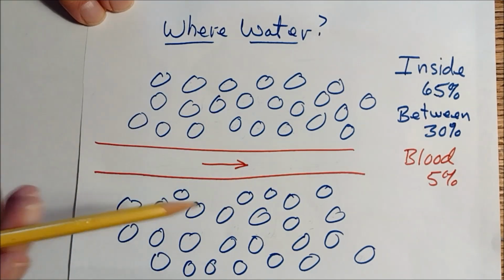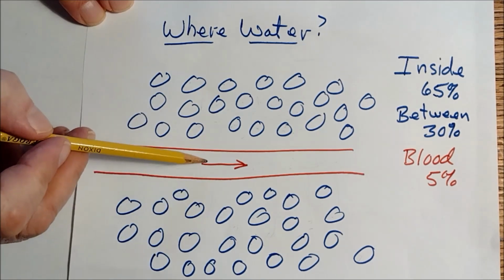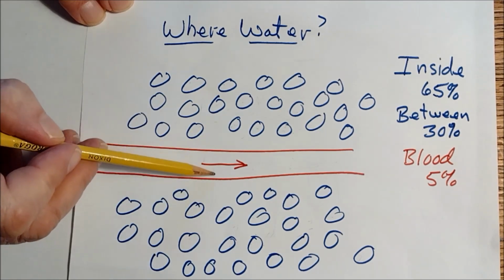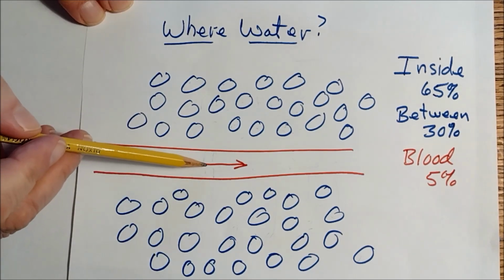All right? Now, what makes blood pressure in the bloodstream? It's the force of the blood pushing out on the inside walls of the blood vessel. But what causes that force?